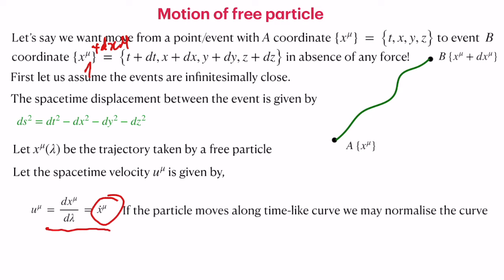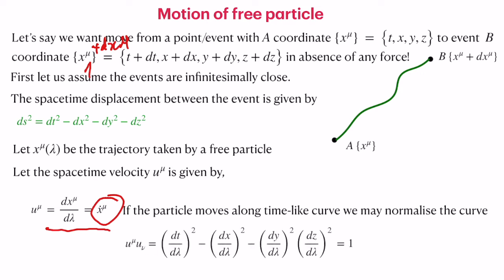If the particle is moving along a time-like curve, then we can normalize the velocity or 4-velocity as u^mu u_mu = (dt/d lambda)^2 - (dx/d lambda)^2 and so on, equal to 1. So this is basically a way of normalizing the tangent vector or velocity vector. So this basically means that we are using ds or proper time as our parameter to represent the motion. This is one of the easiest ways of parameterizing the trajectory with the proper time, or it is also called the arc length parameterization.